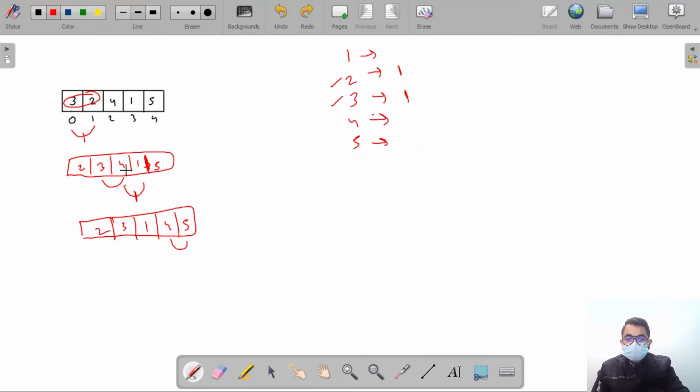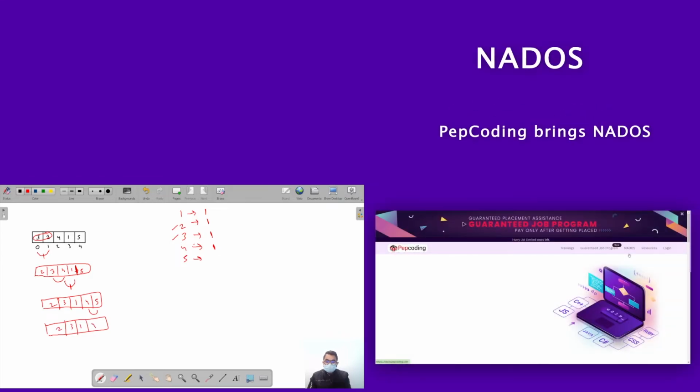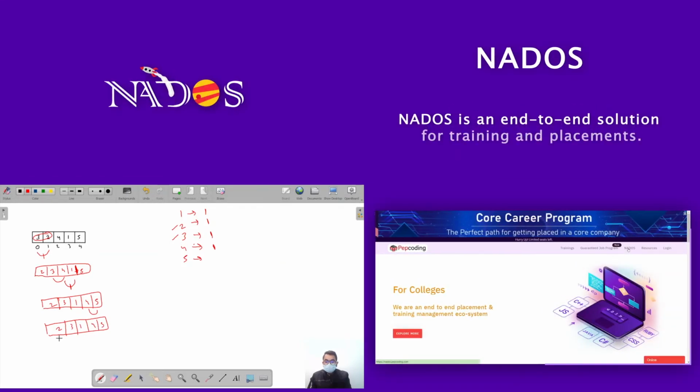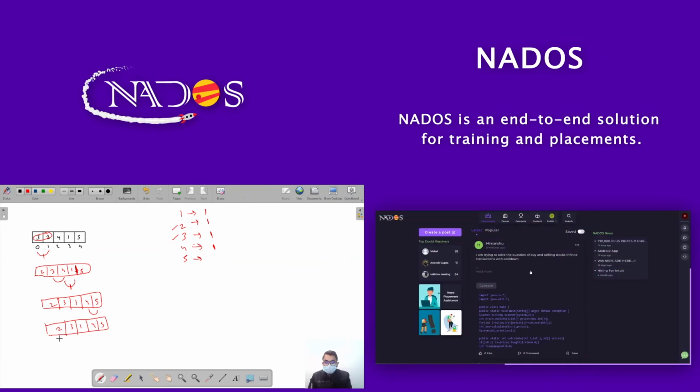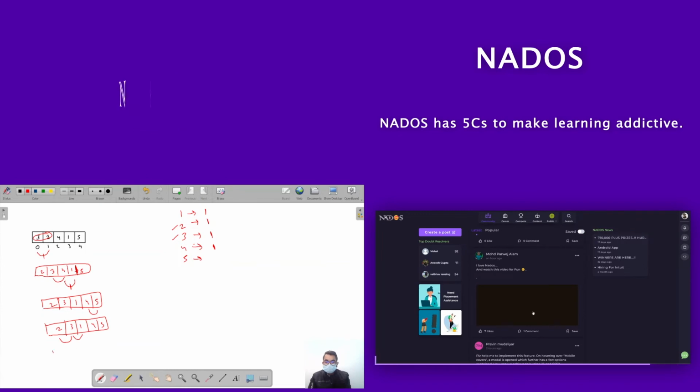Okay, here I was swapping 4 and 1. So 1 is swapped one time, 4 is swapped one time. After this, we were trying to swap 4 and 5. Can we swap them? No, we can't. So we move further along and now start again from the beginning. And this is my array. Can we swap? No, we can't. Can we swap? Yes, we can.